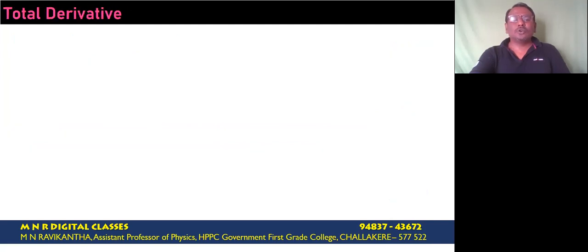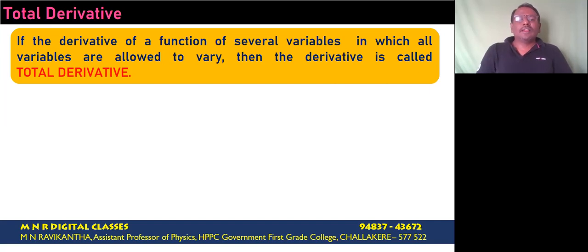The next term is total derivative. If the derivative is of a function of several variables in which all the variables are allowed to vary simultaneously, then the derivative is called the total derivative. I hope now you understood the difference between total derivative and partial derivative. Partial derivative is variation with respect to one coordinate while the other coordinates are assumed to be constant. Total derivative is when all the variables are allowed to vary simultaneously.